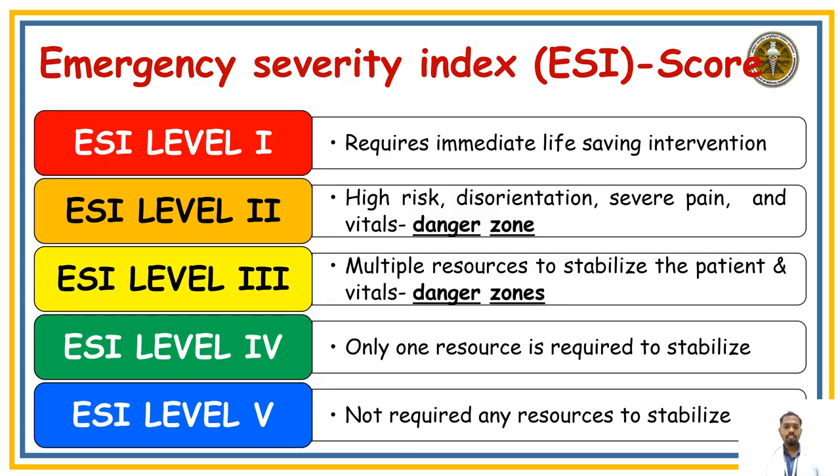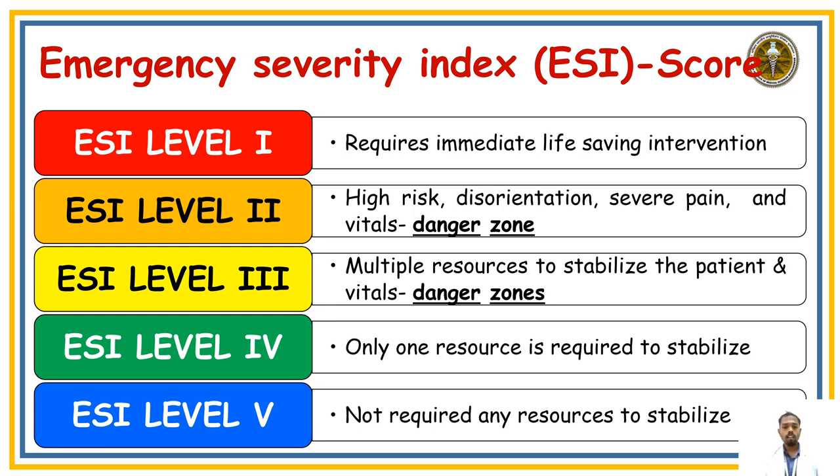In this module, you can see the severity of a patient who comes to the emergency. The severity may be categorized from level 1 to level 5, with color codings from level 1 to level 5. Level 1 implies the patient needs life-saving interventions, like an airway compromise, a breathing compromise, or a circulation compromise. Next is ESI level 2, which means the patient is at high risk of deterioration or has severe pain, and the vitals are in the danger zone.